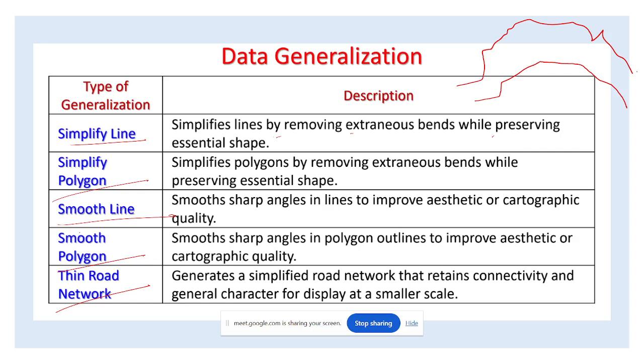Thin road network generates a simplified road network that retains connectivity and general character for display at a smaller scale. The essential thing to understand is that in data generalization, you're not actually deleting much of the data, but rather you are just averaging it out or aggregating it so that you don't get confused.